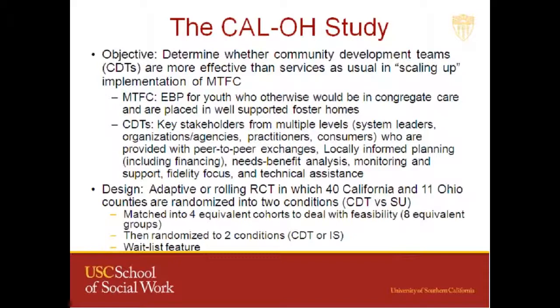California and 11 counties in Ohio were randomized into two conditions, either the community development team approach or services as usual, which essentially means a system or an agency is interested in having their staff trained in a particular evidence-based practice. They go to the treatment provider, who provides them with training and various forms of technical assistance afterwards.